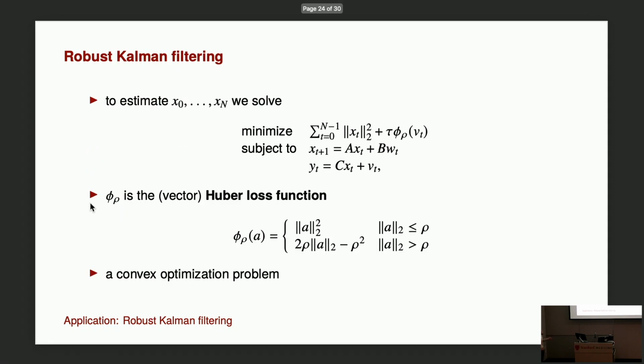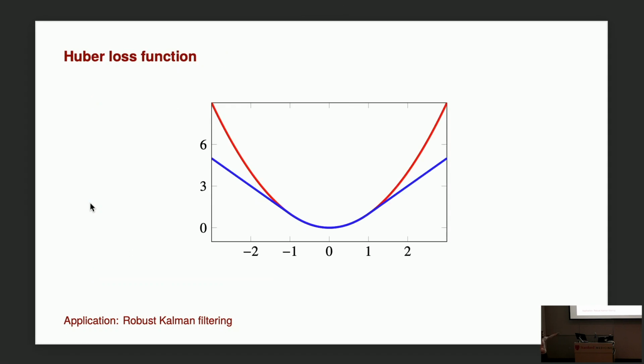We're going to modify the problem slightly. Instead of looking at the squared loss in the objective for the noise inputs, for our model of the noise we're going to use what's called the Huber loss function, which here is plotted in blue.